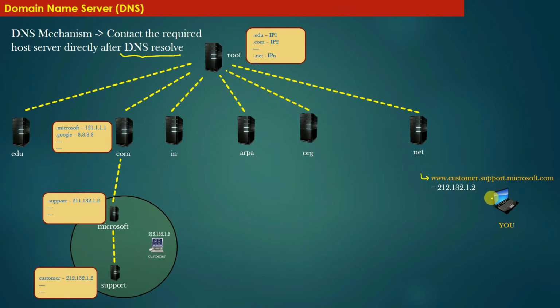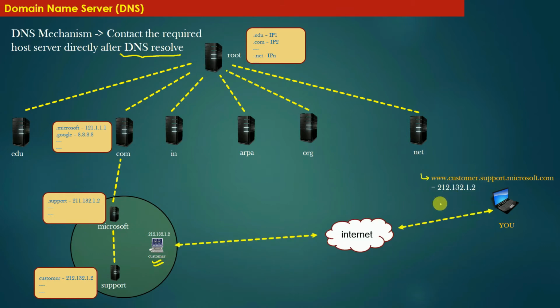Now once you know the IP address of the host server, in this example the host server is this machine, which is actually in operation in the Microsoft network. Because you know the IP address of this host machine directly, you can communicate with this machine directly over the internet, and whatever data exchange you need to do, you can then carry out. So in this example, your machine wanted to access this website, and now this website is hosted on this customer machine. So your machine can directly access this website which is hosted on this machine.